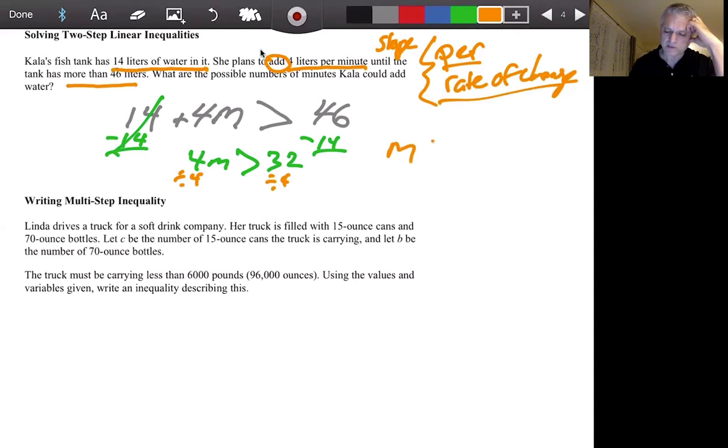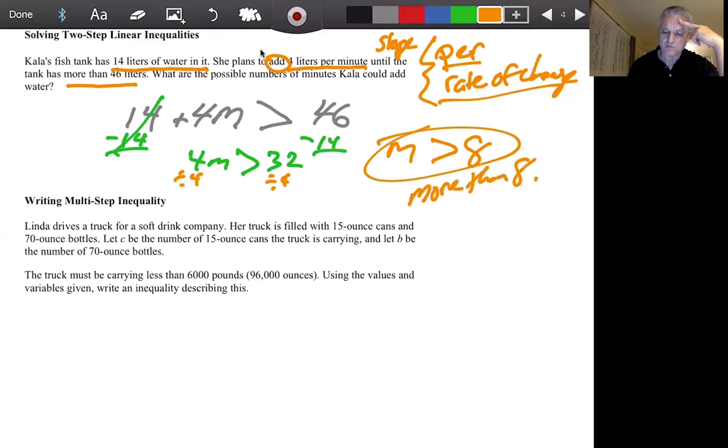My number of minutes must be greater than, because I divided by a positive, I'm not going to change my inequality. We have 32 divided by 4, which is 8. So that just tells me that possible number of minutes, okay, more than 8 minutes. So if we want more than 46 liters, all you know is that Kayla has to put water in for more than 8 minutes. We've answered the question.